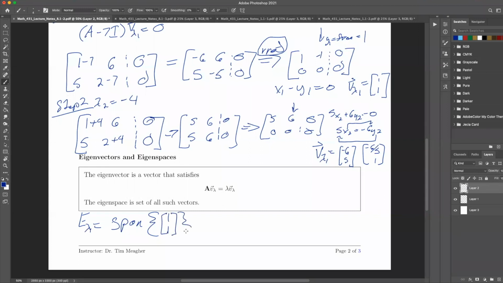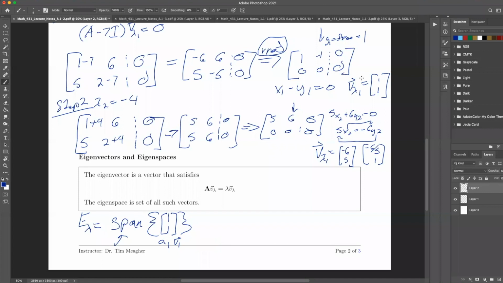And if you remember what a span is, or if you've never seen it because you haven't had linear algebra, which drives me a little bit bananas, the span is, I can take all these vectors and multiply by a constant. So a1 times vector 1 plus a2 times vector 2, right? And so it's all such vectors, and since in this case it's only just this, it's just all multiples of this vector.